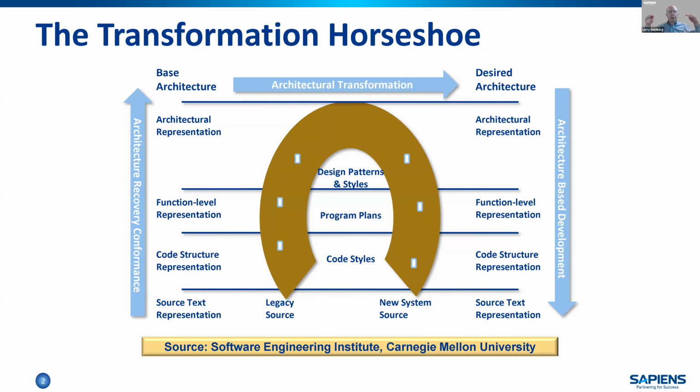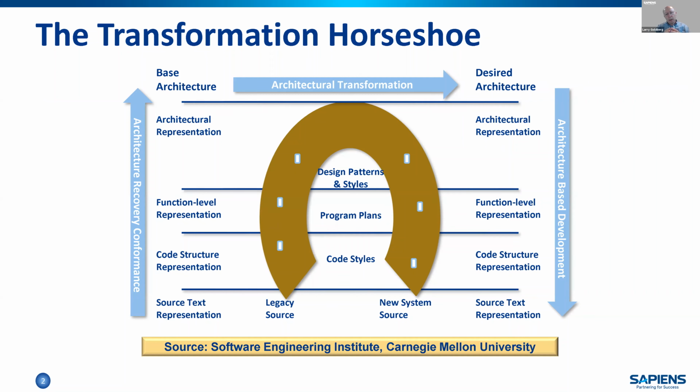And as you go up the level of either side, you're going from the lowest level of code up to the highest level of architectural representation. You're going through these abstraction layers. And the notion across the top is the relationship of the base architecture and the base architectural representation at every level, the source of every level, and its comparison or its relationship to the desired architecture.